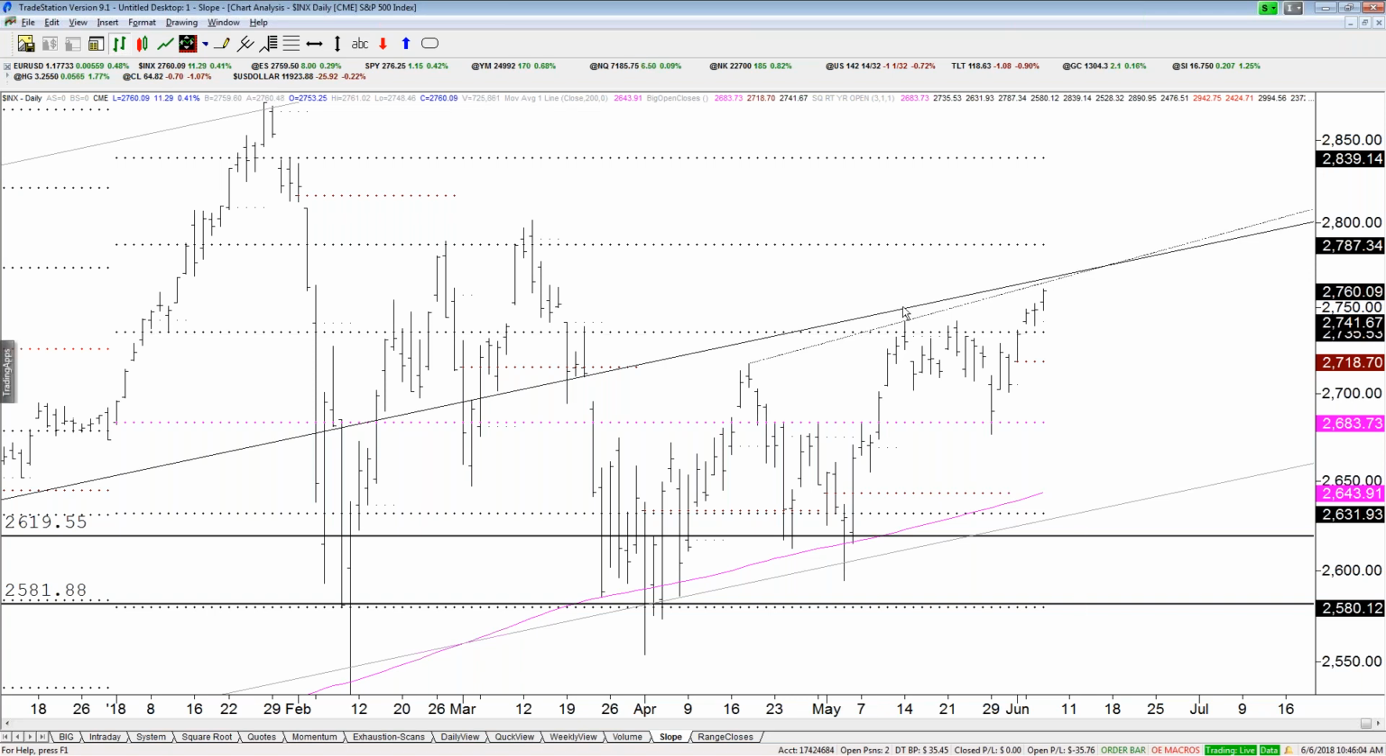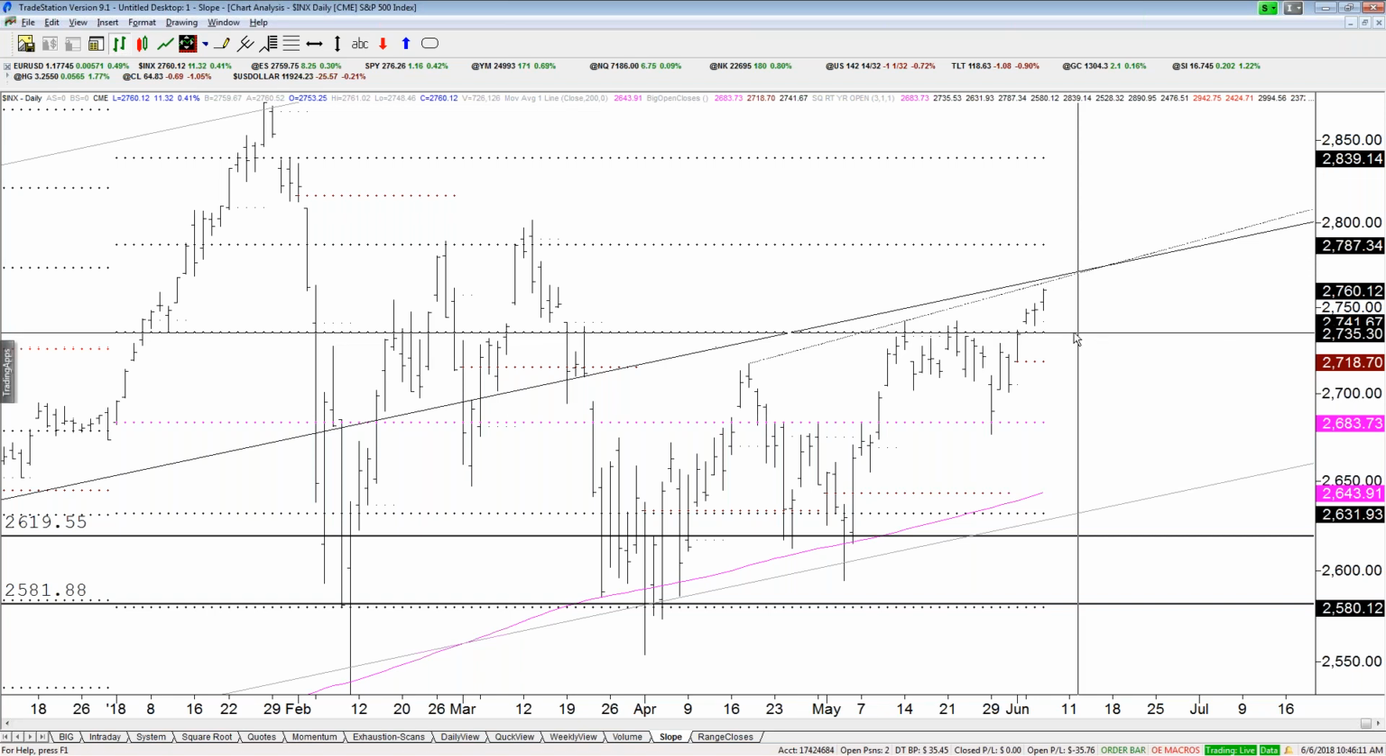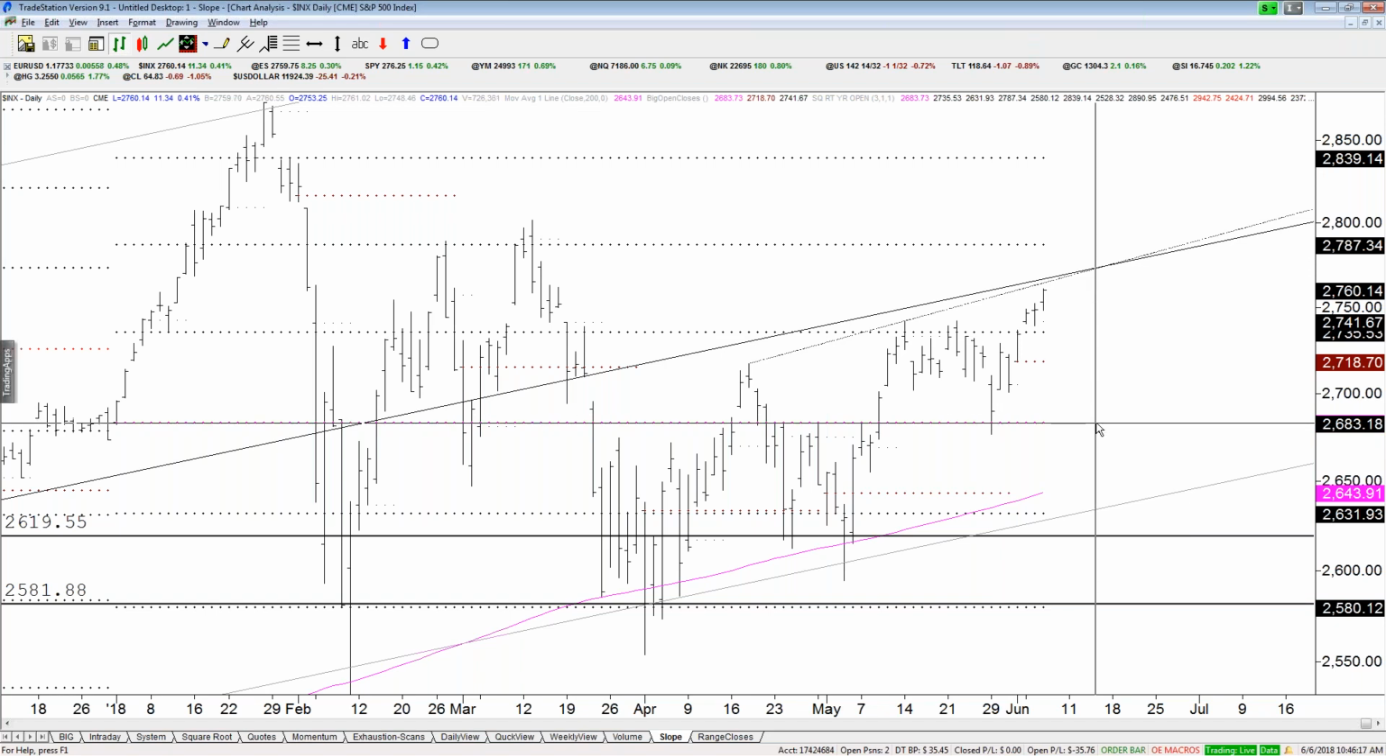That makes sense because that is the old resistance. So if you did trade up here and you turned over, that's where you'd be looking for some support. Okay, the yearly open is 26.84. That would be the next level.